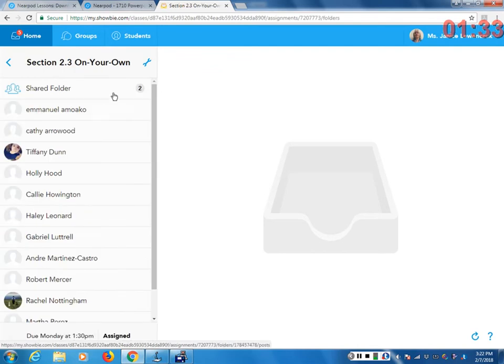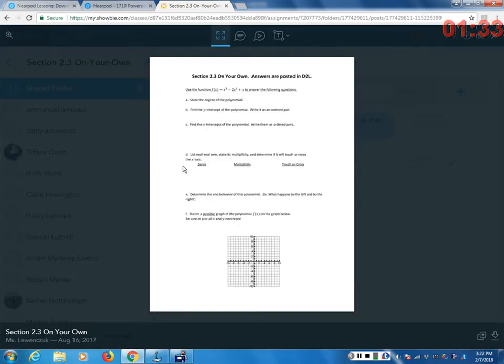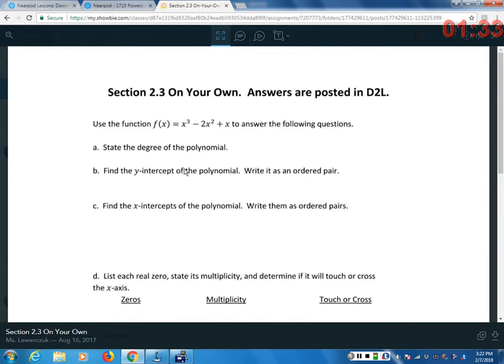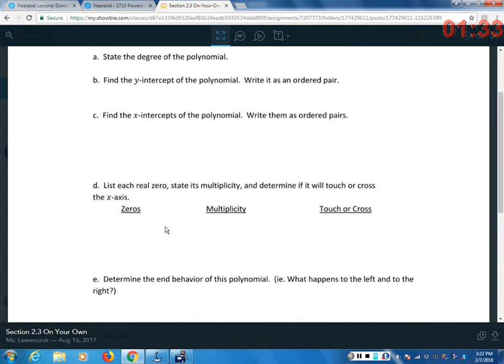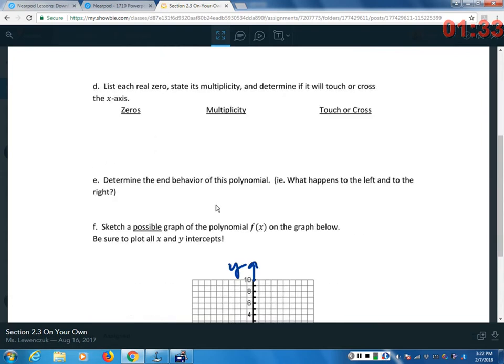It looks like this. Please change the scales on the x and y axis so I can see what's happening between the zeros. So, this problem, here it is. You have to factor that. You just tell me the degree. Find the y and x intercepts. Find the zeros. Write down the multiplicities. Say if it touches or crosses. Tell me the end behavior. It's one of those 4 things: either falls left, rises right, rises left, falls right, or the other 2.